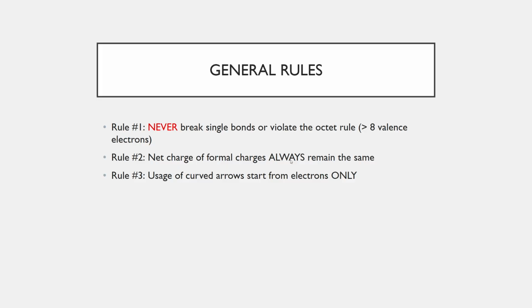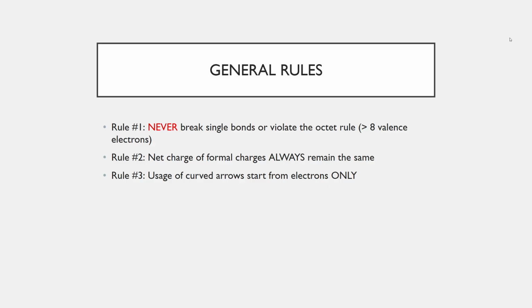Okay, so before moving on to the resonance patterns, it's important to first establish a few general rules that apply to nearly all resonance structures. First, resonance does not break any single bonds, as only electrons move. Additionally, atoms cannot violate the octet rule, meaning that they cannot exceed 8 valence electrons. Next, the overall charge of the molecule must remain the same. So, for instance, if a neutral molecule contains a positive formal charge in one of its resonance structures, there must also be a negative charge somewhere in the structure to maintain that neutrality. Lastly, as mentioned previously, curved arrows are used to showcase electron movement and therefore must always start from a lone pair or pi electrons.